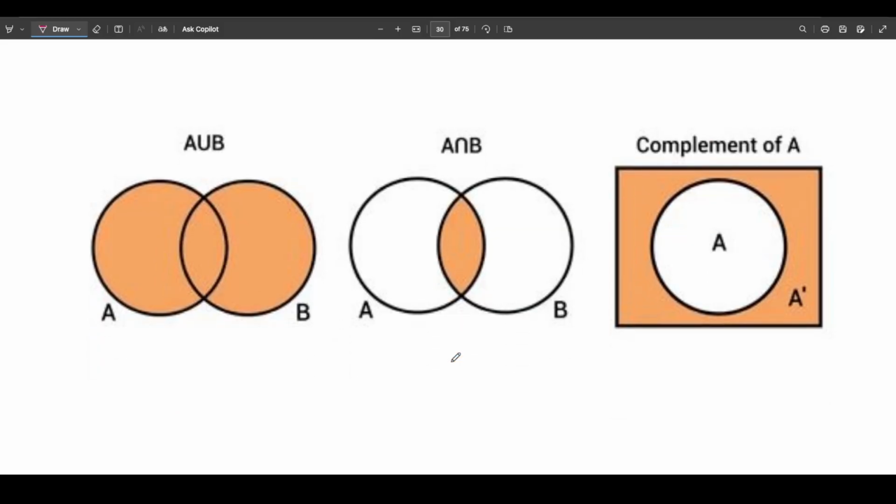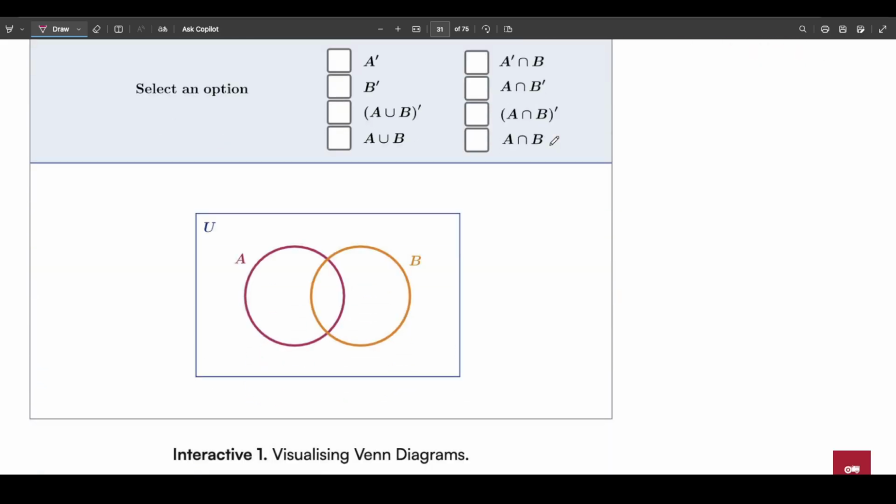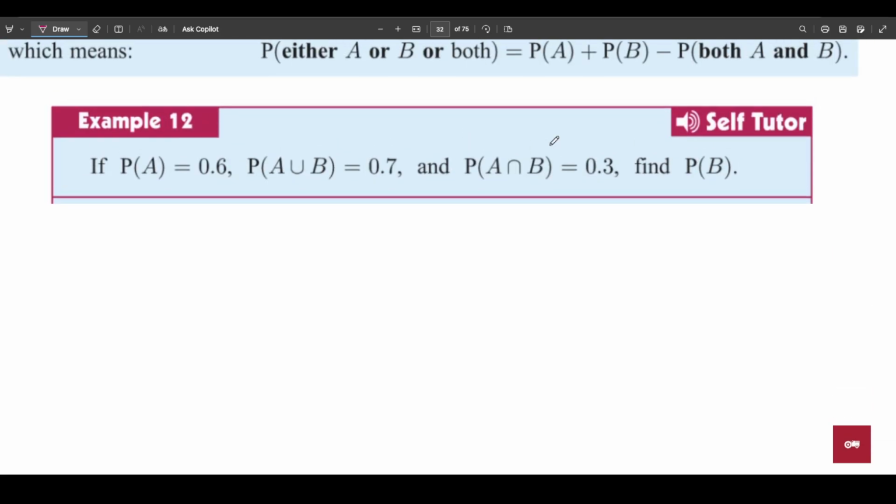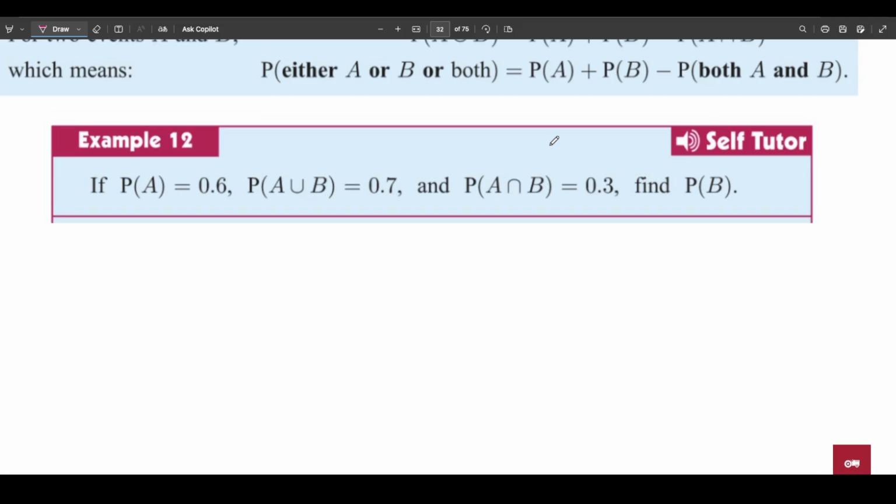It's a recap of union, intersection, and complement. So this is union, A or B. This is A and B, and this is the complement of A. Okay. At this point, I'm going to solve one question for you, and then I'm going to show you some Venn diagram questions.